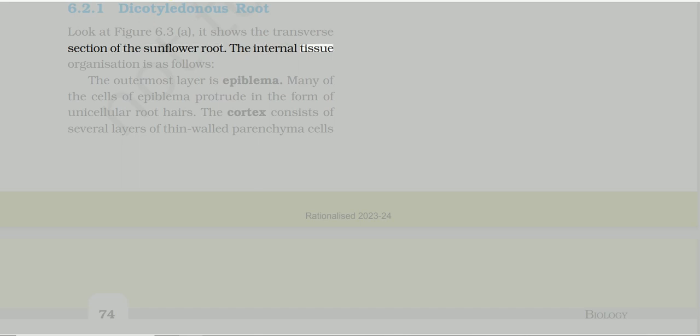The internal tissue organization is as follows. The outermost layer is epiblema. Many of the cells of epiblema protrude in the form of unicellular root hairs. The cortex consists of several layers of thin-walled parenchyma cells.